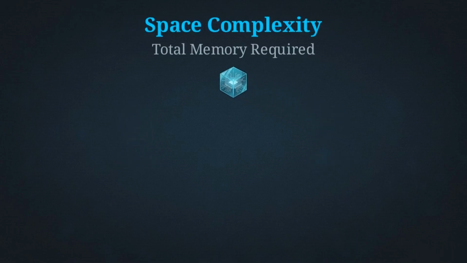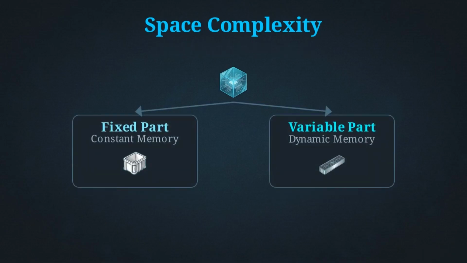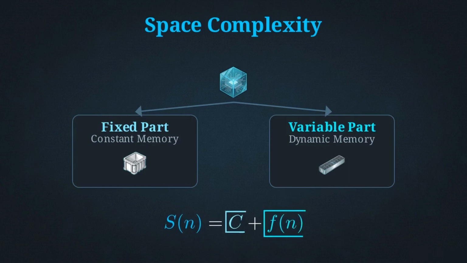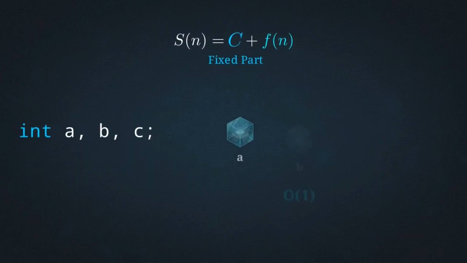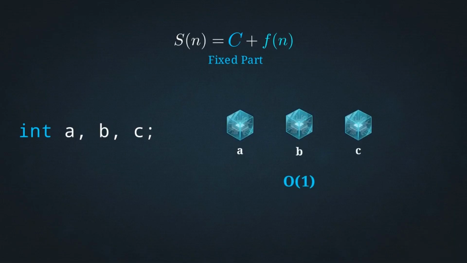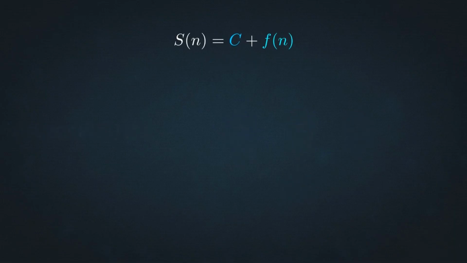Space complexity is the total memory required. It splits into a fixed part and a variable part. Total memory is the constant memory added to the variable memory. The fixed part never changes. Declaring 3 simple integers allocates exactly 3 locked memory blocks.